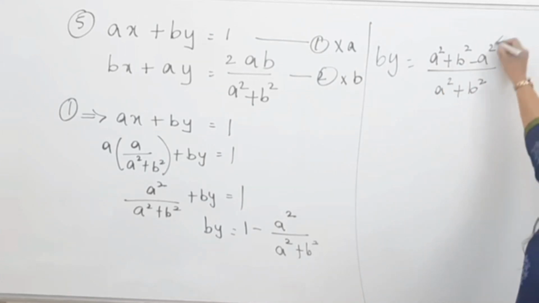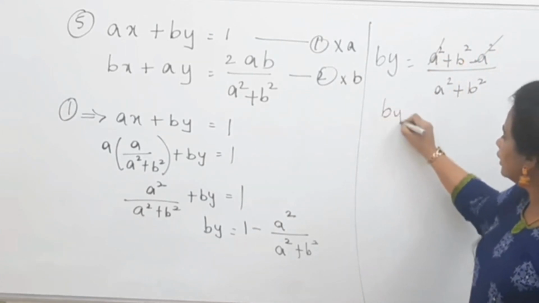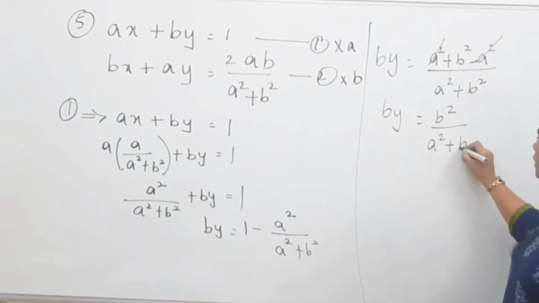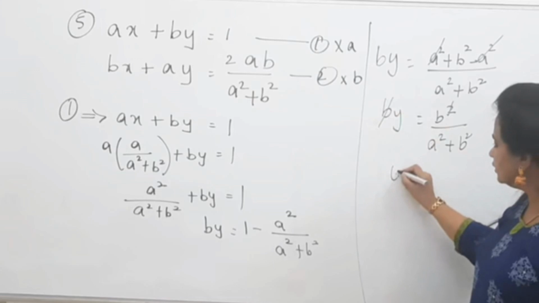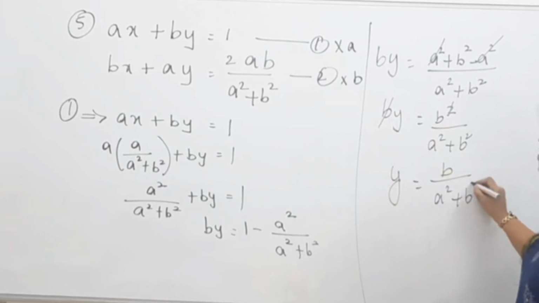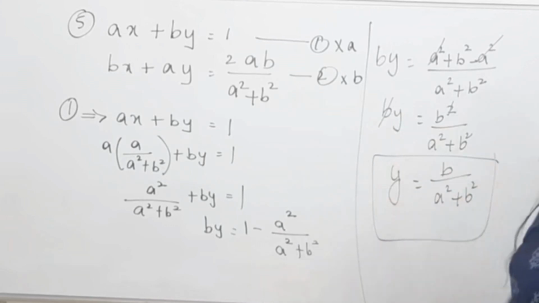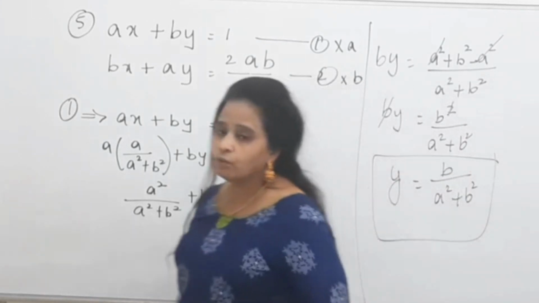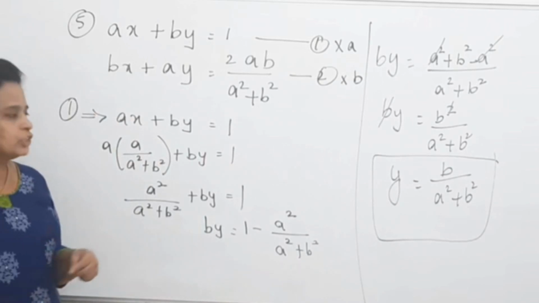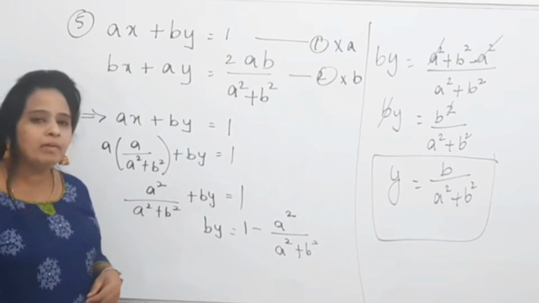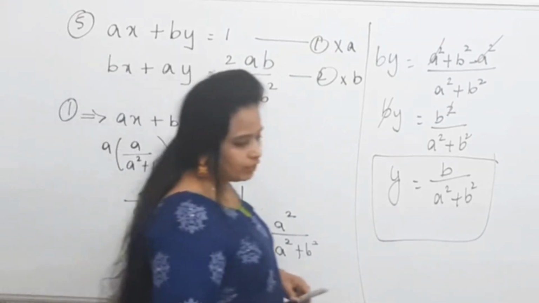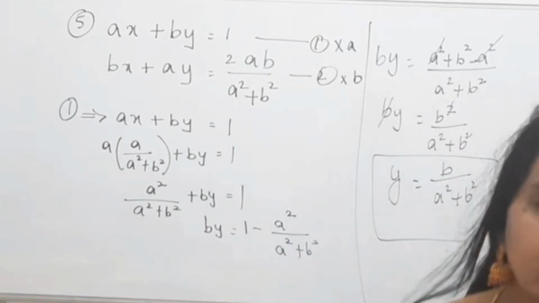plus b square. Get cancelled. So by is equal to b square by a square plus b square. B gets cancelled. So y is equal to b by a square plus b square. That's my value for y. So x I got it and y I got it, which is x is equal to a by a square plus b square and y is equal to b by a square plus b square. Now we move on to the next question. So question number 6.